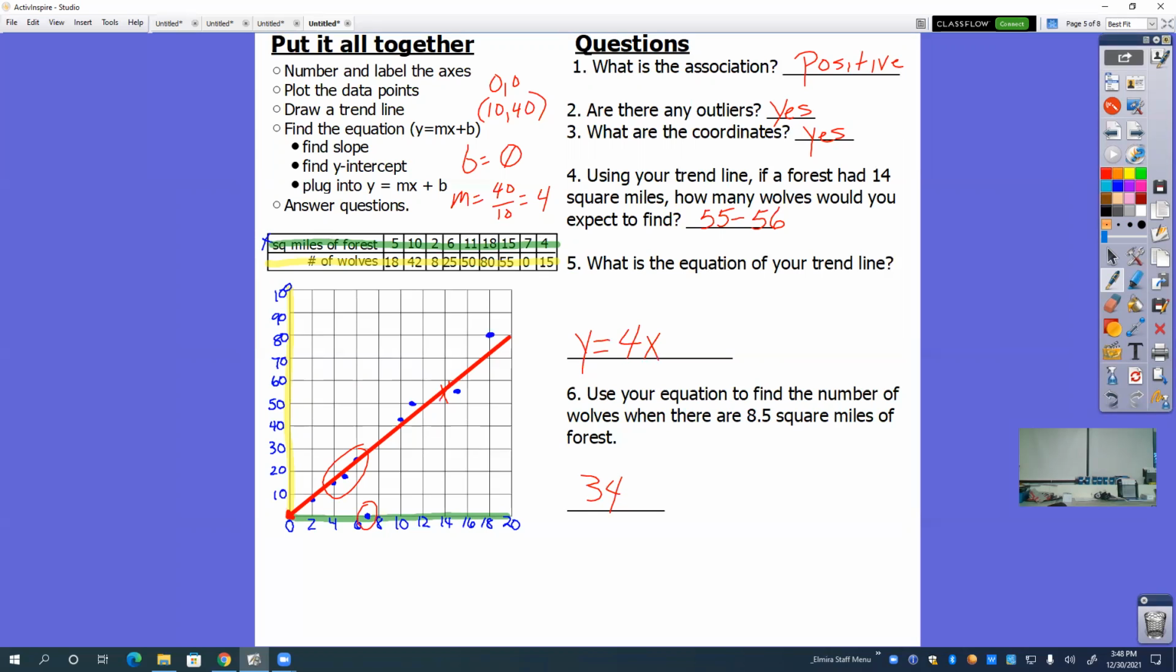Okay. So again, we're putting it all together now, using all of our information we've learned so far with scatter plots, and we were able to answer all of the questions.